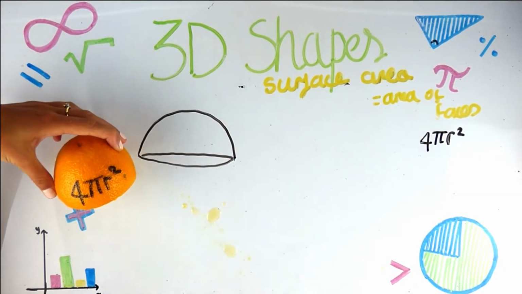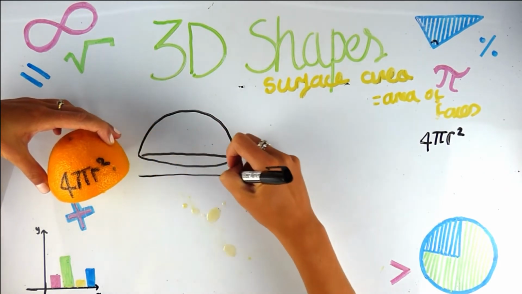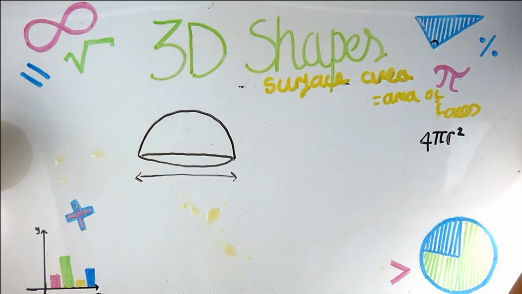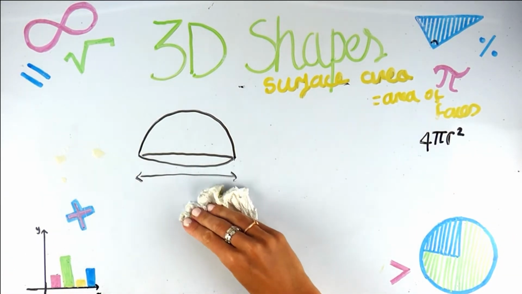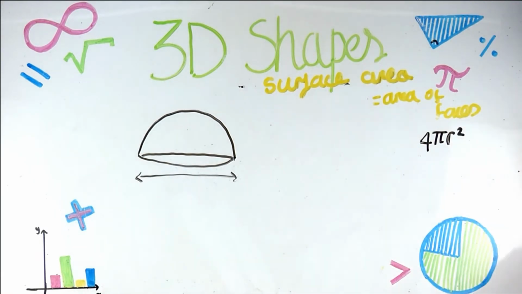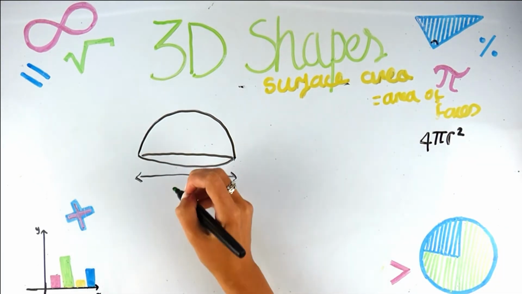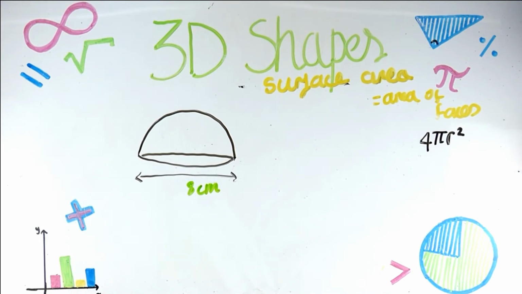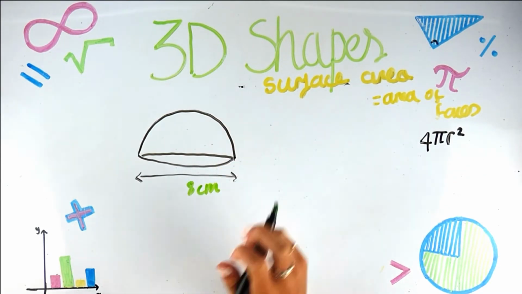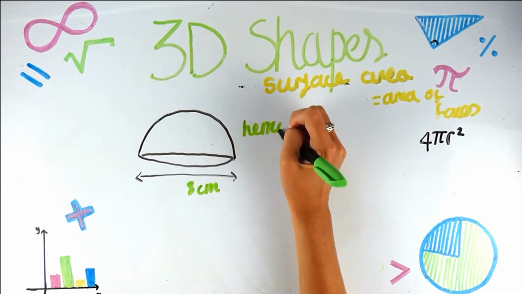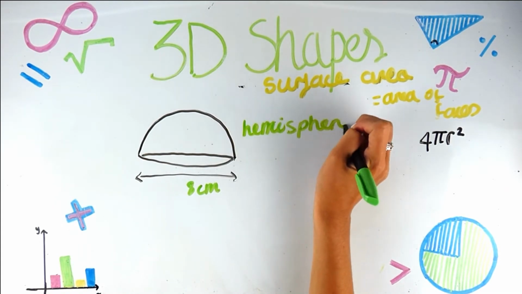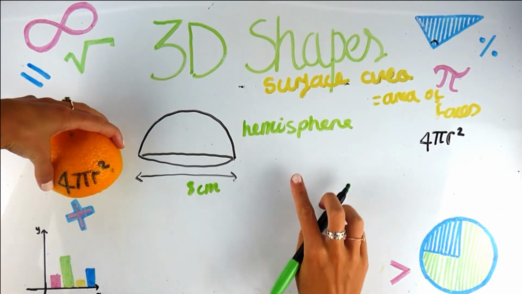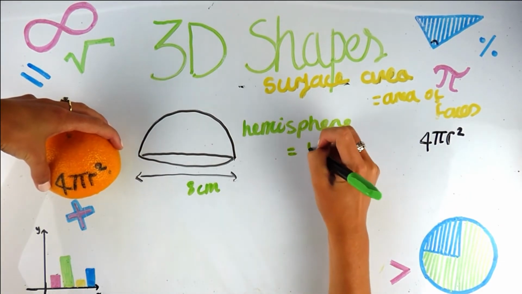And I'm going to say that this distance here across is, let me get rid of the juice. I'm going to say that distance there is 8 centimetres. And you can think of this as a hemisphere, so half a sphere. And I want the surface area of my hemisphere. So, I know that a hemisphere is half a sphere.